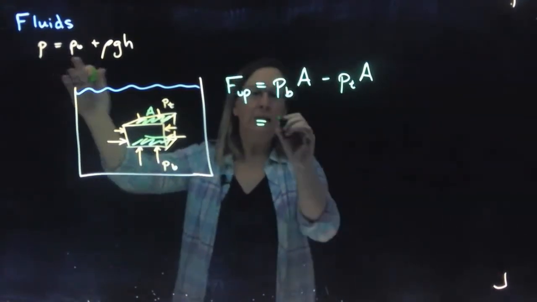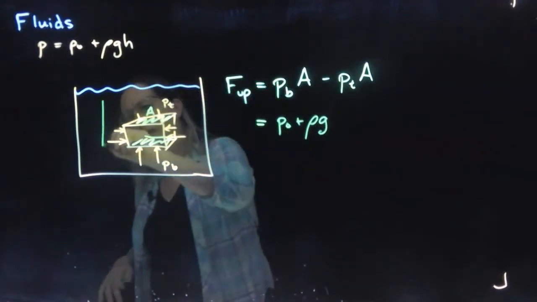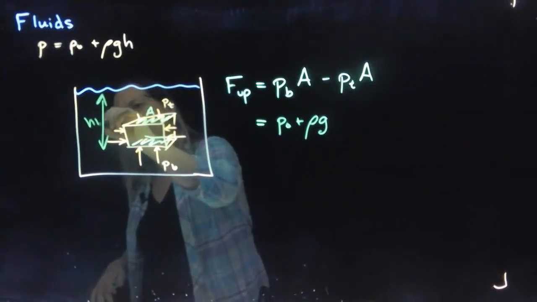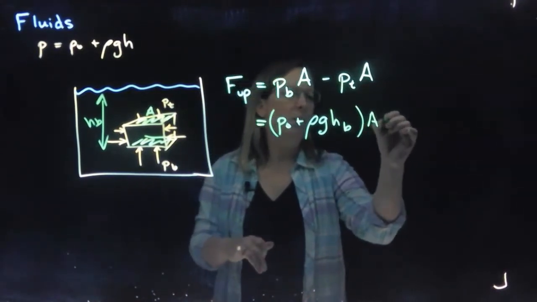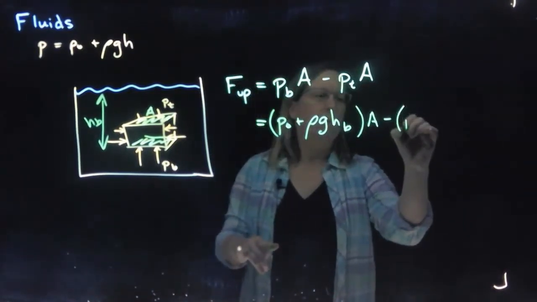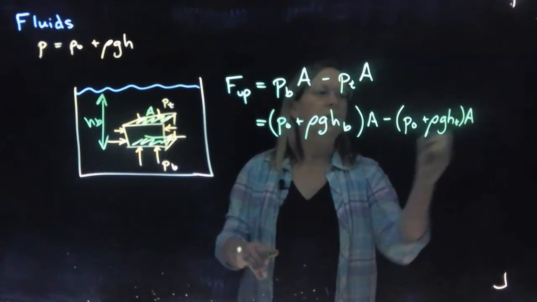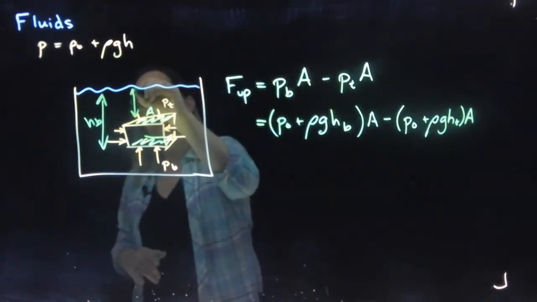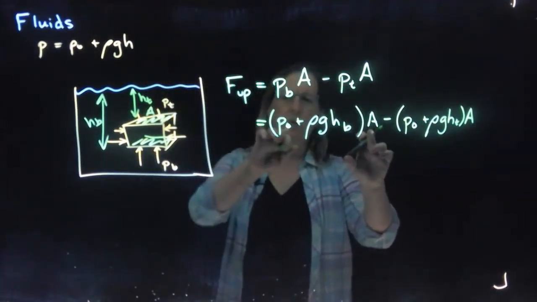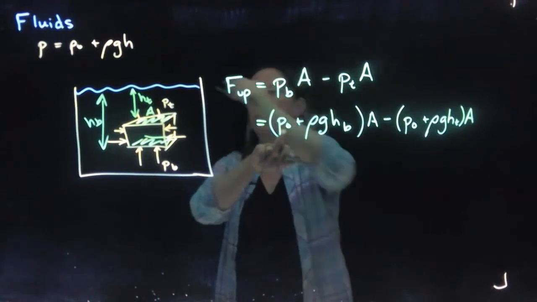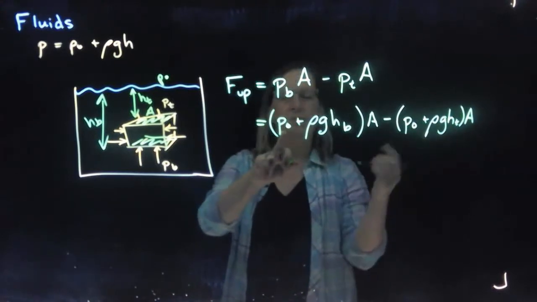Okay, so plugging this in, I have P0 plus rho g, now I need an h, so I'm going to have h bottom times A, minus P0 plus rho g h top times A. So this h is the depth below the water to the top. And so I've got some A's. Notice that this P0, the pressure at the top of the water, times A shows up positive and then negative, so those cancel out.